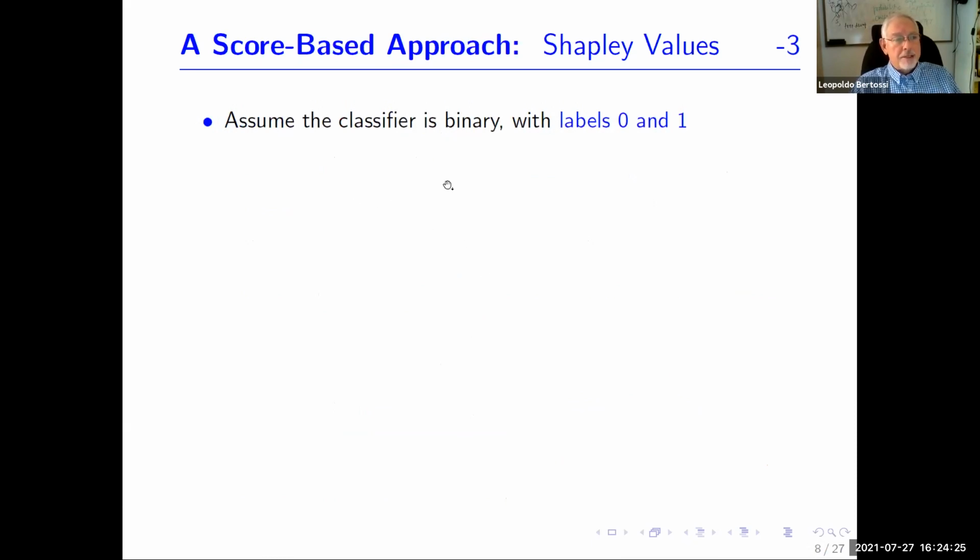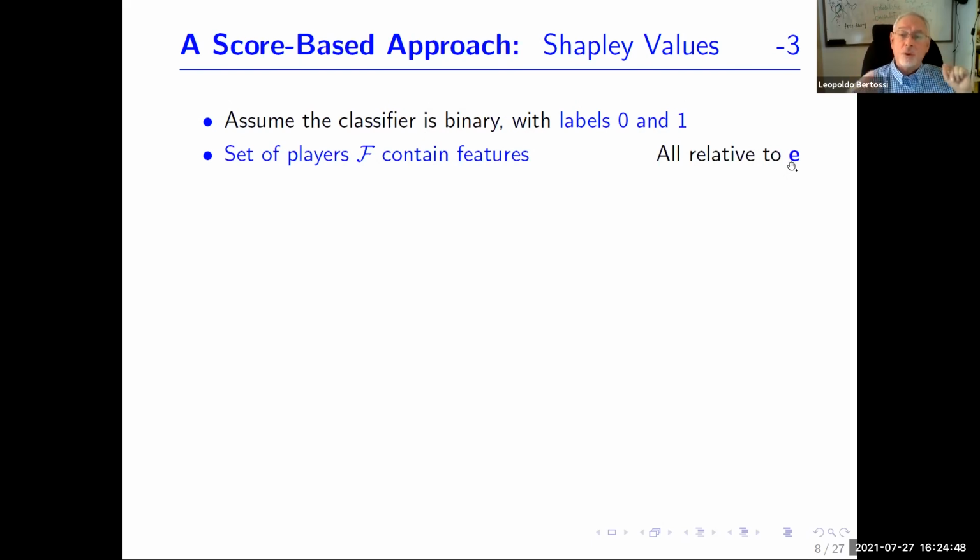Now the score-based approach for classification. To simplify things, we are going to assume that the classifier is binary, so we have the labels 0 and 1. We have a set of players F, which in this case are the features. Everything is going to be relative to a particular entity, the one that we were classifying, the guy who was requesting the loan. So everything is relative to that one.